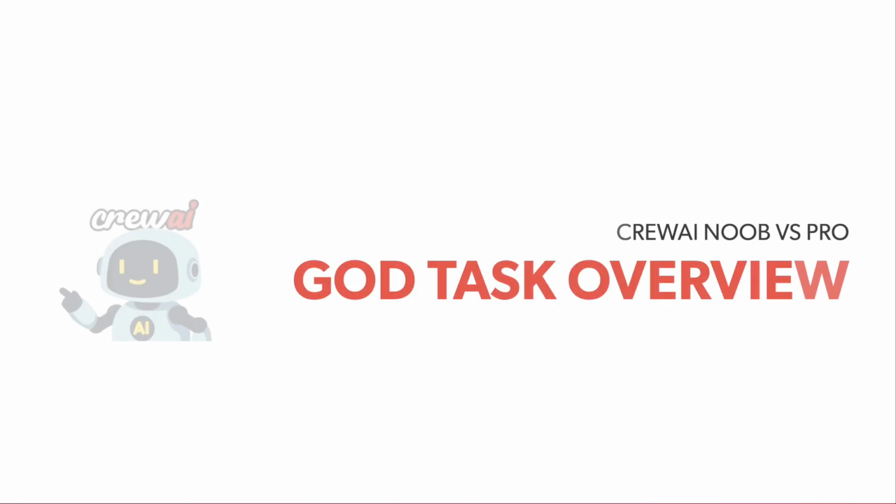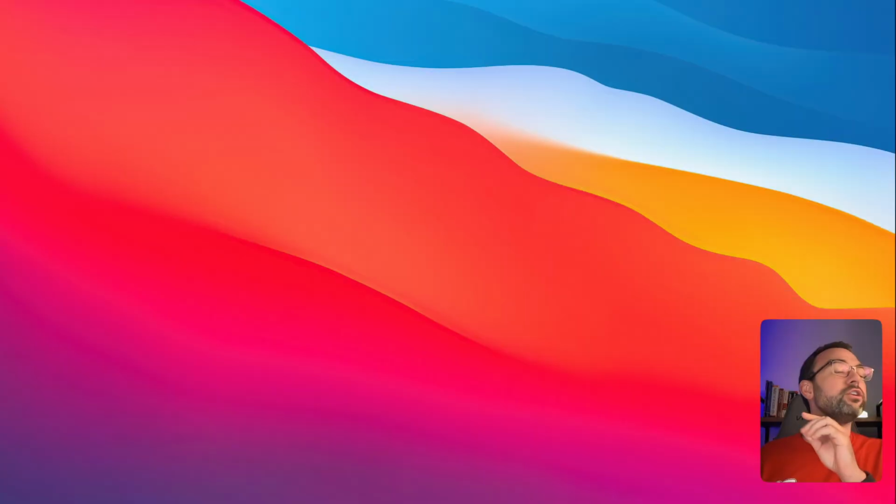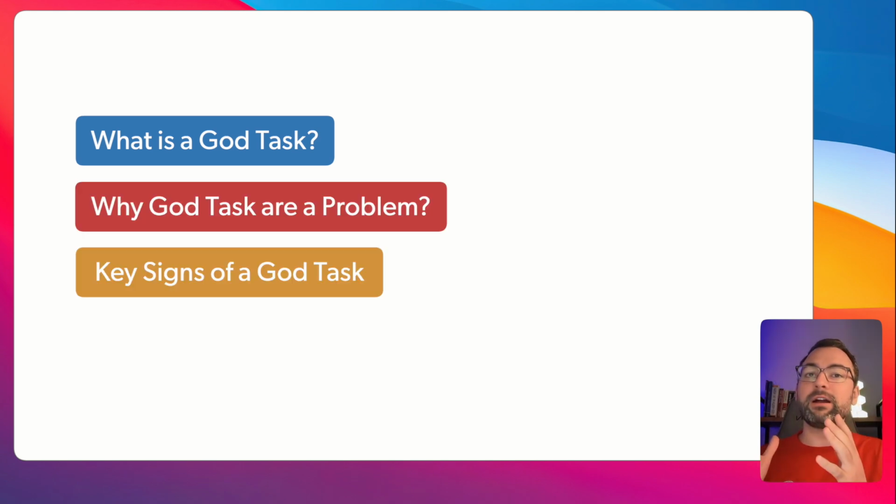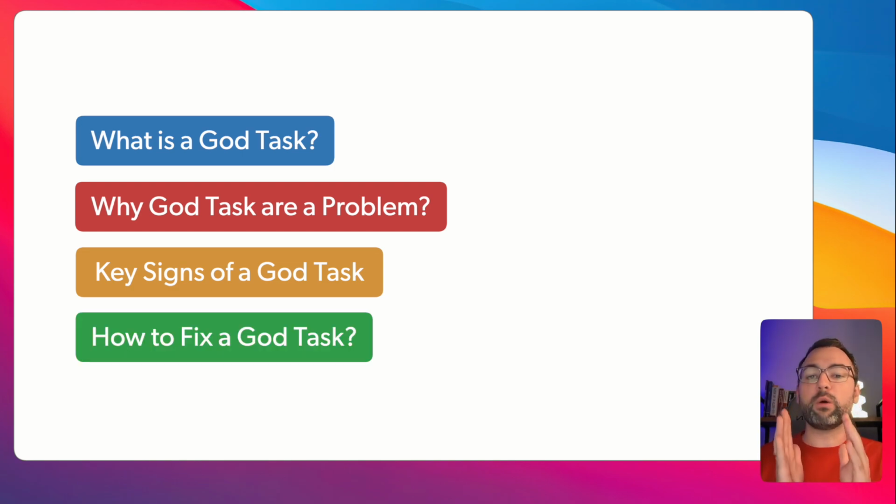All right, so now it's time to dive into the nitty-gritty and actually look at what is a God task, why it's a problem, the key signs of a God task so you can identify them in your own crews, and then finally, how to fix these. After we cover all the basics, we're going to analyze those 2 demo crews I was talking about earlier: the Noob Crew where we have the problem, and then the Pro Crew where we implement the solution and see how you can fix the crew. Let's dive into these one at a time so that we're on the same page.